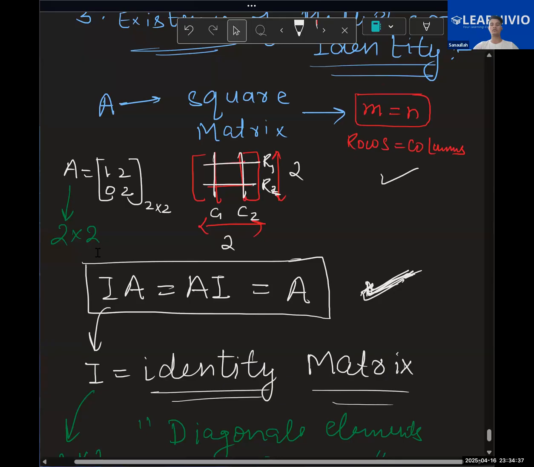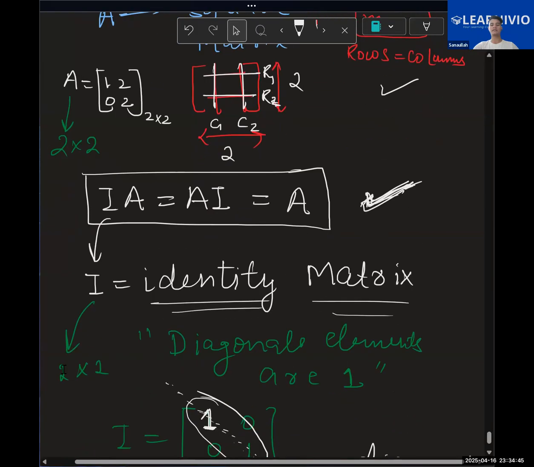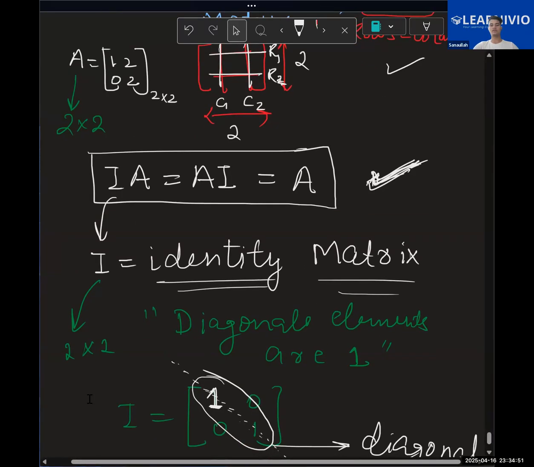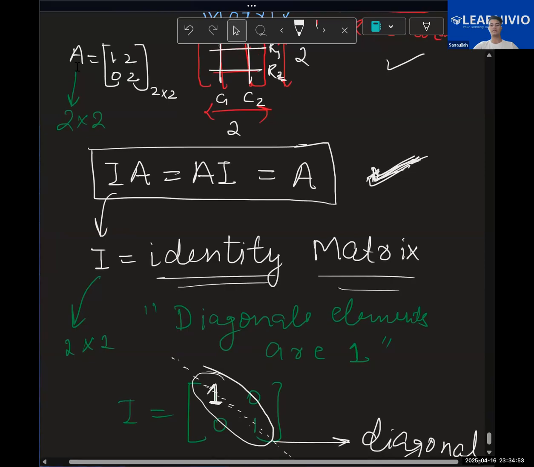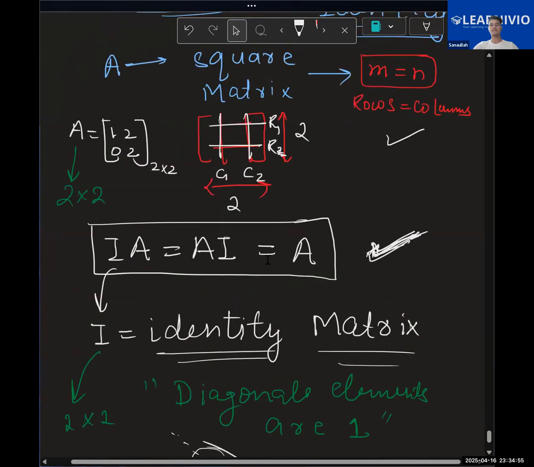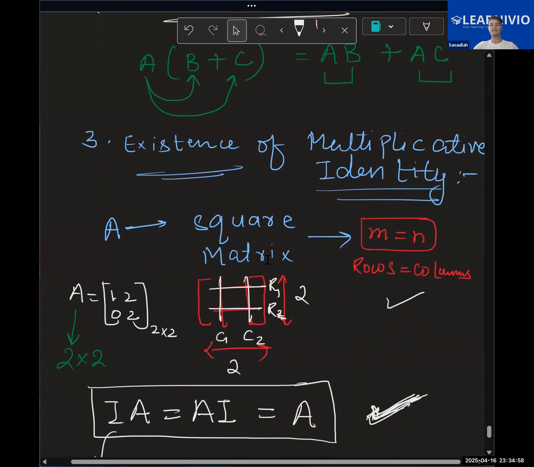Like A has order 2 by 2. I told you, this 2 cross 2 you can say as 2, also because this is a square matrix. So I also must have order 2. So these two must have the same order. So this is the multiplicative identity.